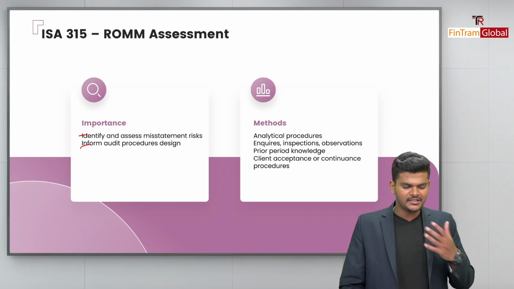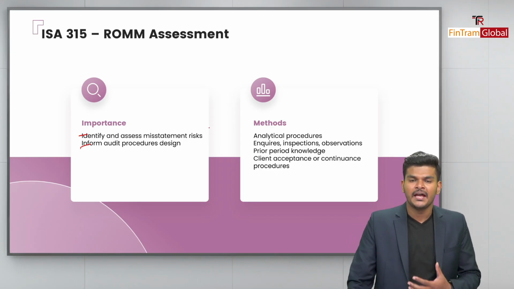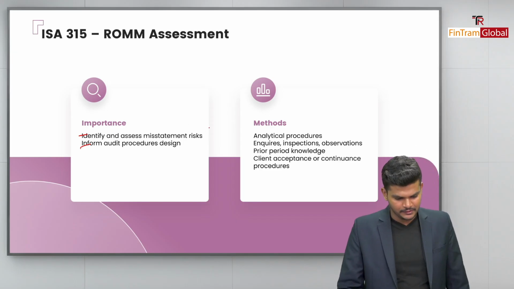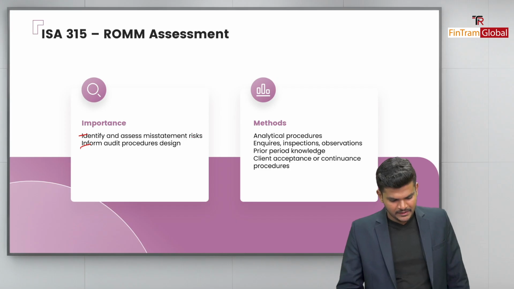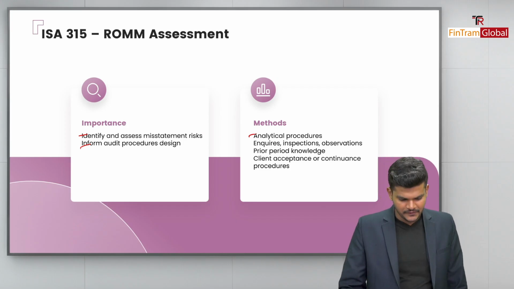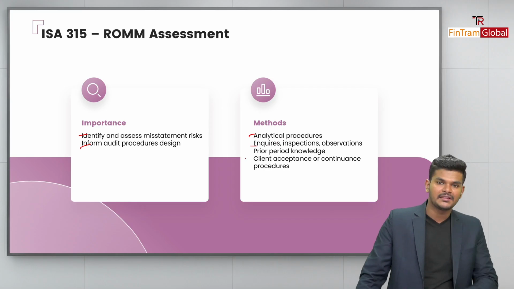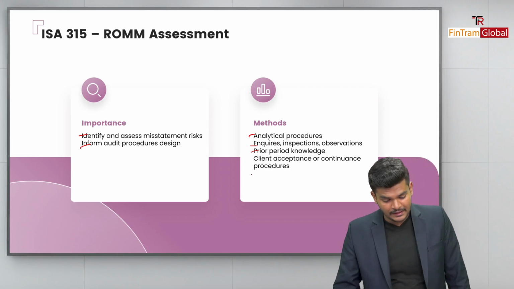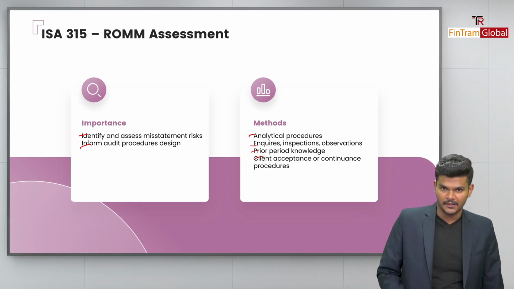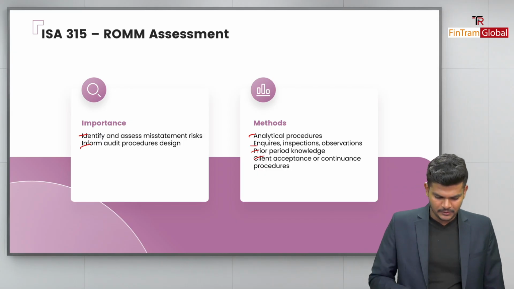And there are many ways in which we can gather more information about the entity and its environment related to risk assessment, right? So we can conduct analytical procedures on the total figures, right? We can conduct inquiries, inspections, and observations. We can have a look at the prior knowledge if we have that, client acceptance or continuance procedures as well. Okay, folks, so all these things can be looked into.